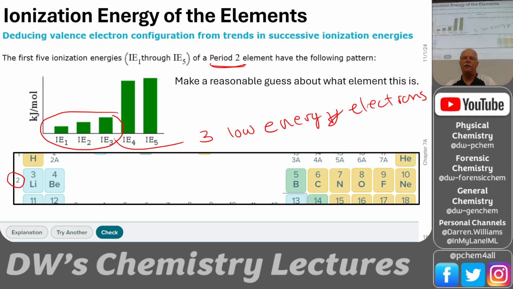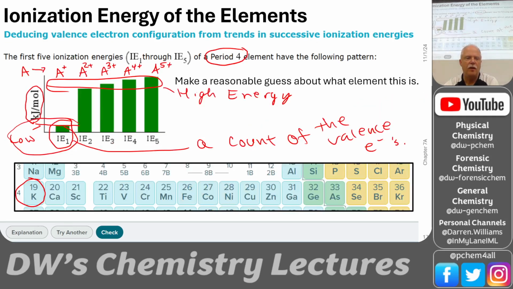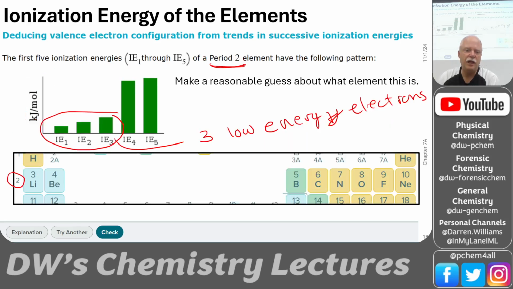What did I say on the last screen? Let's go back. The low energy values is a count of the valence electrons. And so if we go on period 2, and we see 3 low energy ionizations, then that's a count of 3 valence electrons. So it's looking like boron, right? You see that? Boron is in group 3A right here.